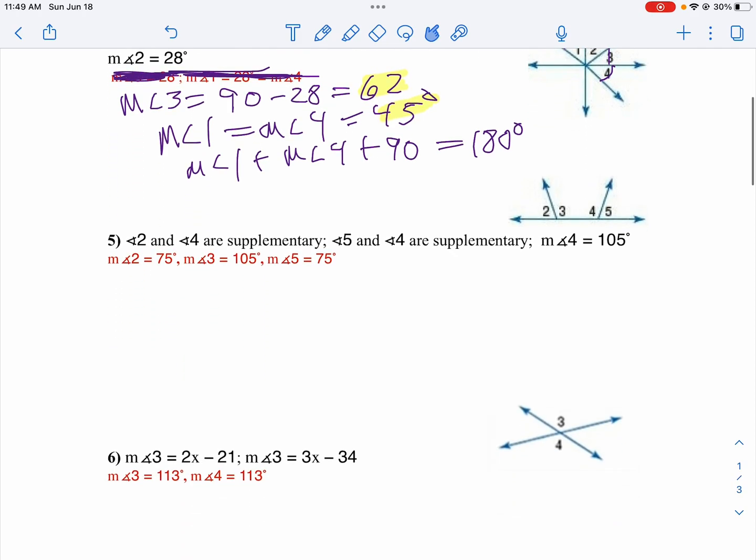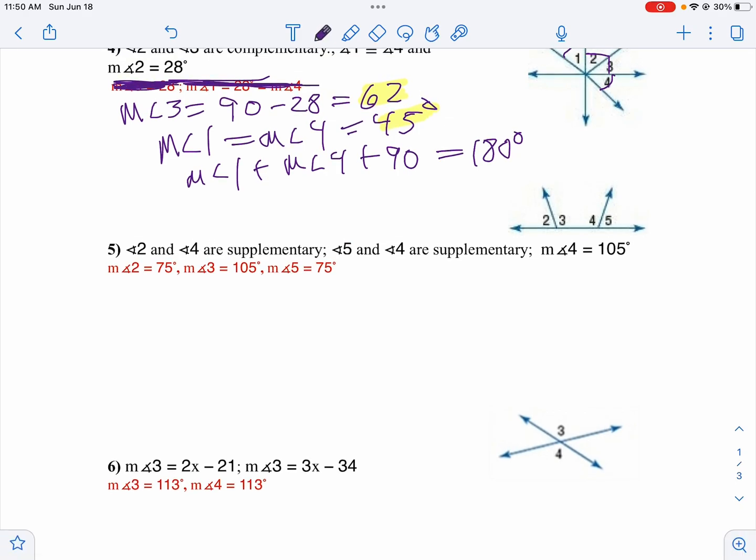Okay, if we take a look at number 2 here, we know angle 2 and angle 4 are supplementary, so I know 2 plus 4 makes 180. I know 5 and 4 are supplementary, and I'm given the measure of angle 4. So in other words, I know the measure of angle 4 plus the measure of angle 5 equals 180 degrees. And we know angle 4 is 105 degrees.